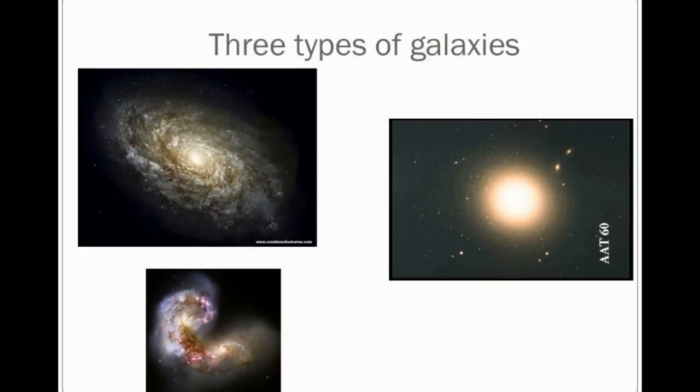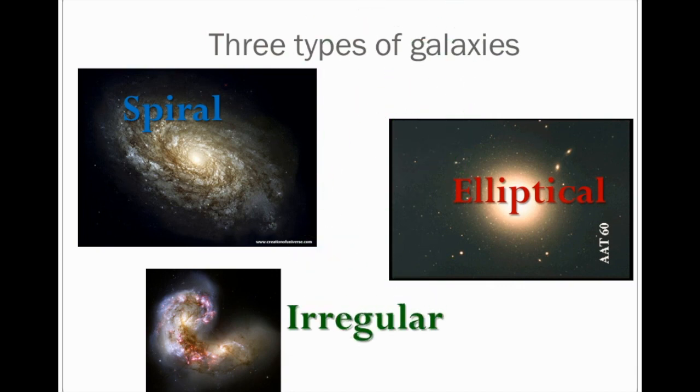So to recap, we do have three types of galaxies: the spiral galaxies, where there's a lot of gas and dust in the arms, where there's new star formation; the elliptical galaxies, which are composed of a lot of older stars, not much gas and dust; and then irregular galaxies that don't have any specific shape.